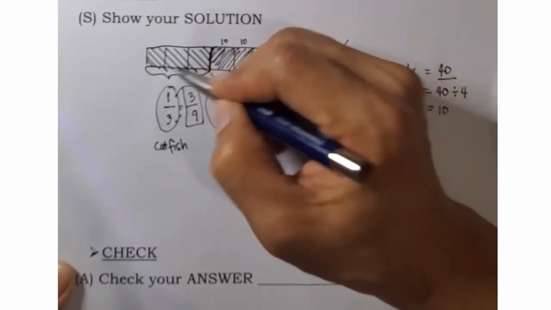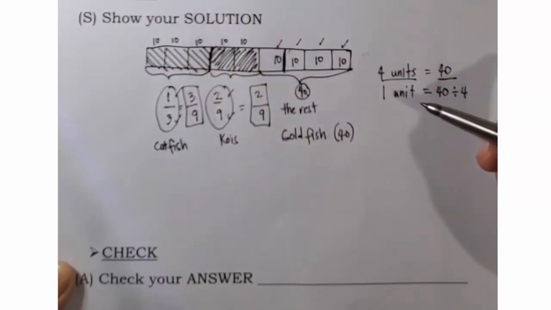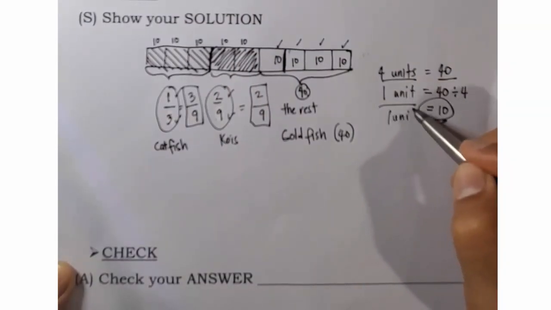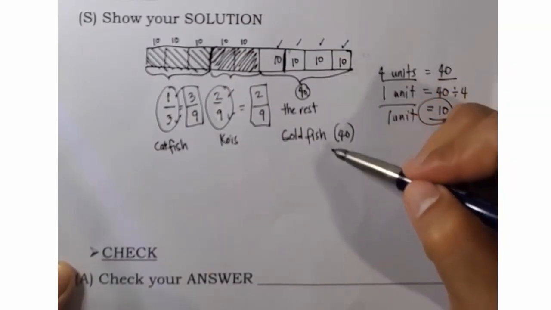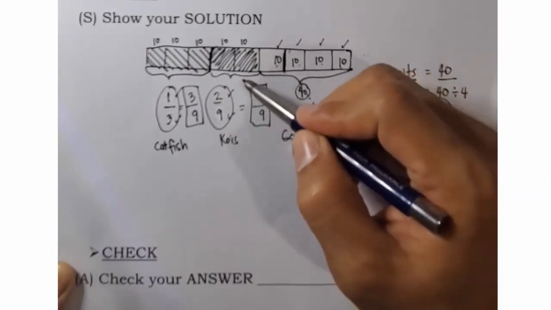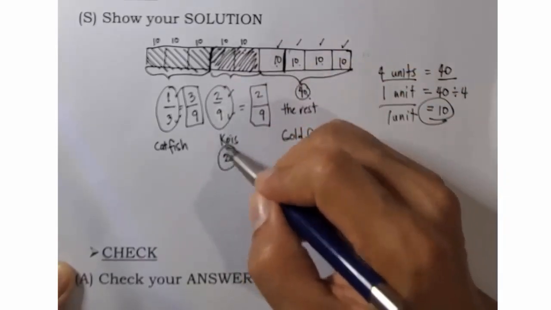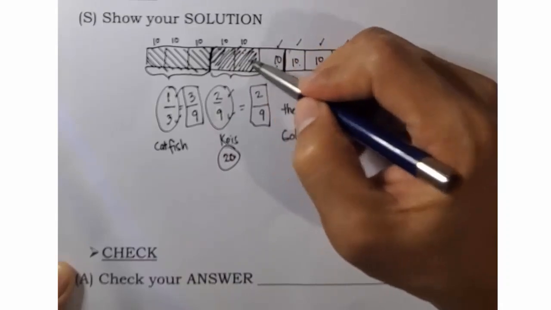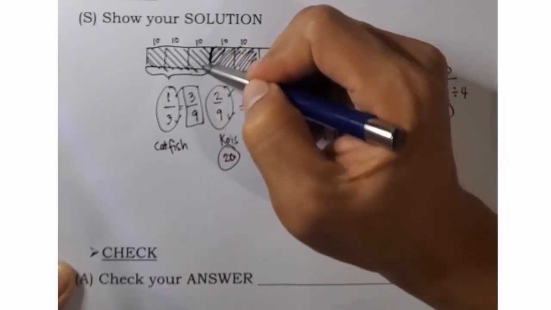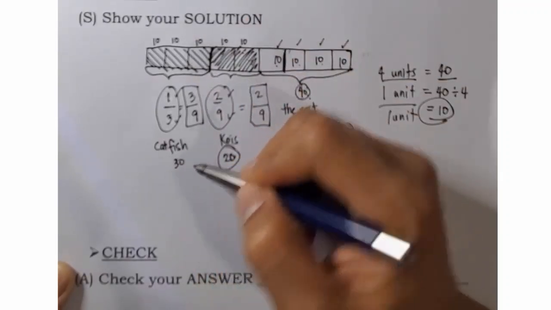And of course, this one is 3 units, so this is also equal to 10, 10, 10, because each unit is equal to 10. 1 unit is equal to 10. So, tama. Yung goldfish natin, 10, 20, 30, 40, 40 nga. So, ibig sabihin, yung kois natin is 10, 20, which is equal to 20. Dalawang unit, 2/9, which is equal to 20. And of course, yung 3/9 or 1/3 is for the catfish, which is equal to 30.